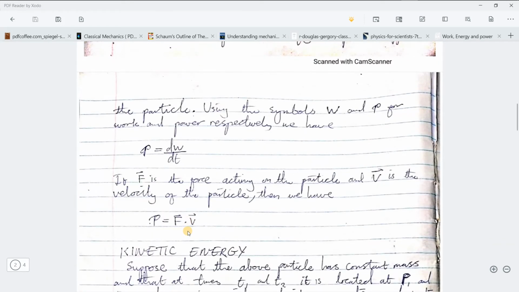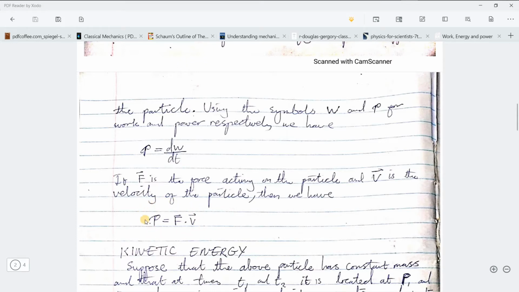And power can also be calculated by taking the dot product of the force and velocity, as you can see in this equation here, which my pointer is enclosing.